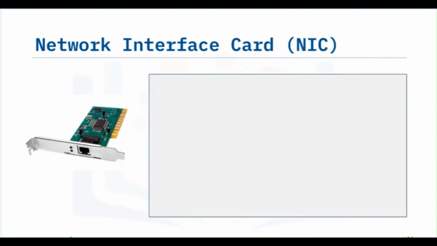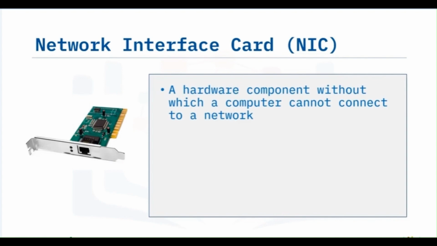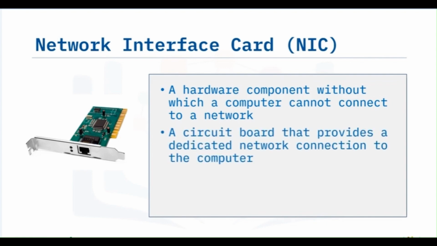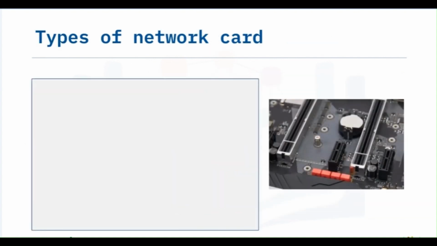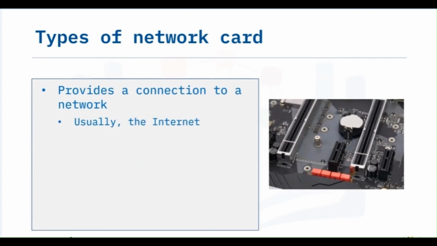A network interface card, or NIC, is a hardware component without which a computer cannot connect to a network. It is a circuit board installed in a computer that provides a dedicated network connection to the computer. The card receives network signals and translates them into data that the computer displays. Originally, network controllers were available only as expansion cards that could be plugged into a computer port, router, or USB device. A NIC, or Network Interface Card, provides a connection to a network, usually the Internet.